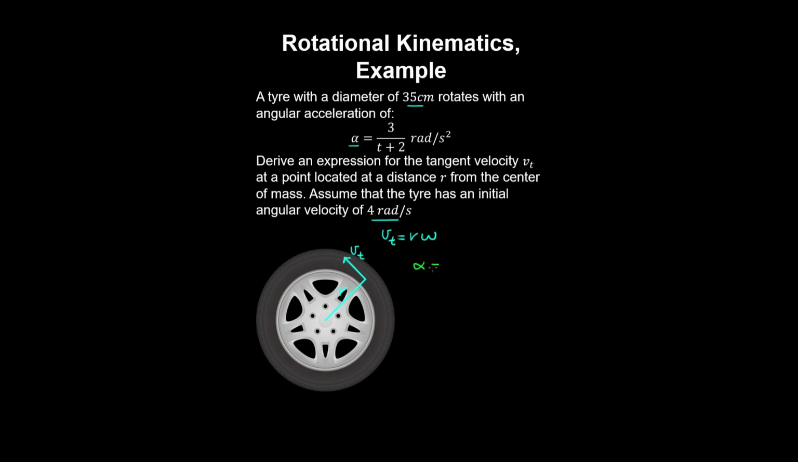So using the differential equation that relates the angular velocity to the angular acceleration, we substitute for the angular acceleration, then separate the variables, then integrate both sides. So from the initial to the current angular velocity, and from the initial time of 0 to the current time t. Then from that, you'll get an expression for the angular velocity as a function of time, which you can substitute into this equation to get an expression for the tangent velocity.